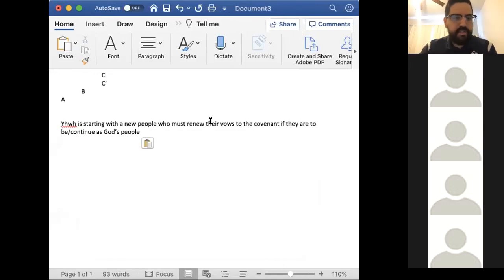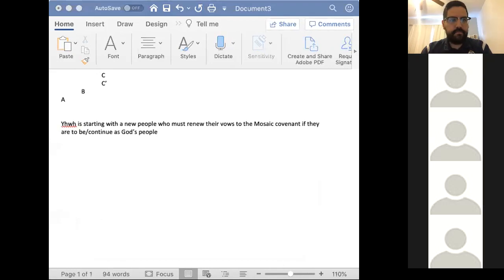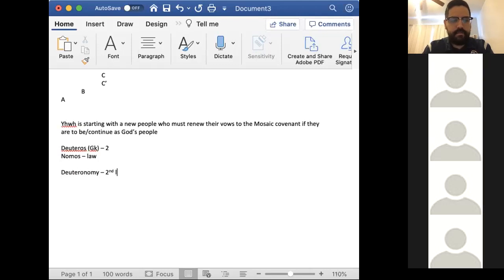So Yahweh is starting with a new people who must renew their vows to the covenant, and this one specifically, the Mosaic covenant, if they are to be and continue as God's people. And so that's what makes Deuteronomy significant, and we talked about last class that Deuteros in Greek means two, and nomos means law. So Deuteronomy would be second law, or second giving of the law.